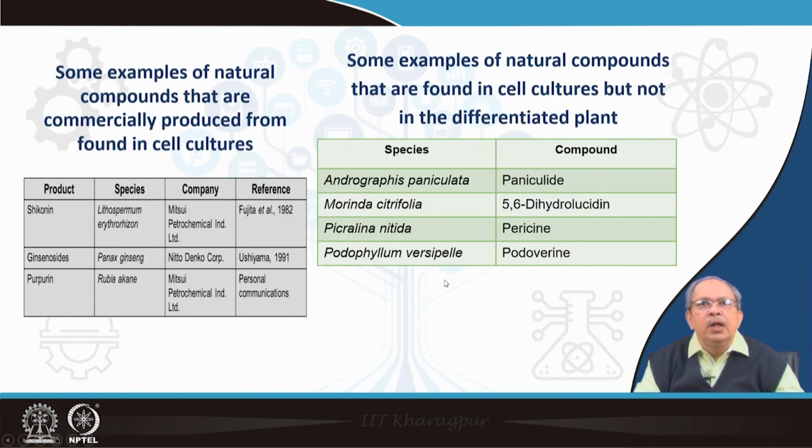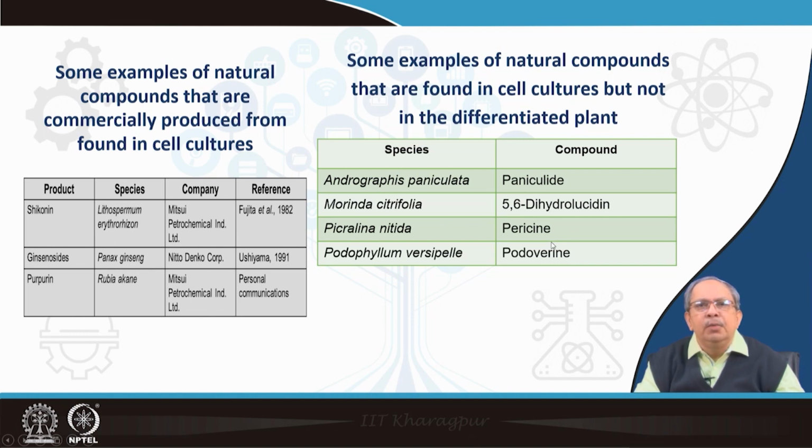Now, there are some examples of plant-based metabolites which can only be detected in cell culture, but not in the whole plant. That is very interesting. Like in Kalmegh, Andrographis paniculata, you will get paniculide, and podophyllum, an anti-cancer plant, produces podoverin. Why it is produced is difficult to explain, but what is important here is that in cell culture the proper life cycle is not there, it is compressed. So, under that condition maybe a set of genes are expressed which are not expressed in the differentiated culture, and as a result you get some of these metabolites.